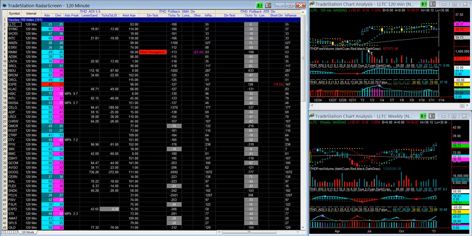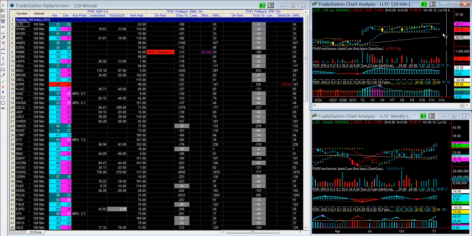We have LLTC. You can see it's right on the ATR. You are going in the direction of the weekly. So this is one that I would be looking at first thing Monday morning because you're already seeing signs of divergence. It's right at the ATR, which gives you a very, very low risk entry point.